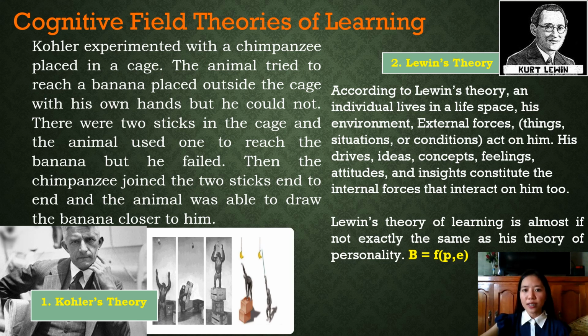Since external forces continually act on the individual and internal forces continuously interact with them, continuous changes in the behavior of the individual occur. External forces continuously produce tensions of different degrees of intensity in the individual. These tensions serve as motivating forces for the individual to make adjustments to his environment. Thus, he is an active one in the pursuit of learning. Lewin's theory of learning is almost, if not exactly, the same as his theory of personality.